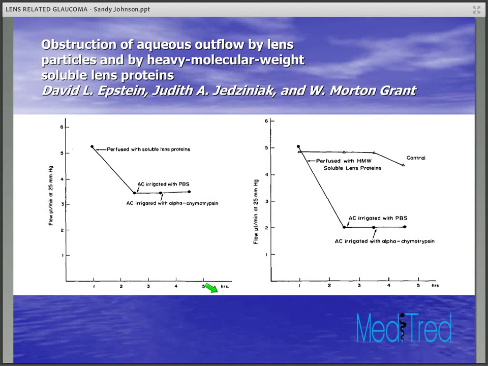And this is similar data right here. Just showing you lens-soluble proteins on the graph on the left and irrigated and no change in the decreased resistance. And the graph on the right is the lens soluble proteins or high molecular weight, and again, same results. So just rinsing the chamber doesn't affect it. We really have to take out the source of the proteins, which is the entire lens.